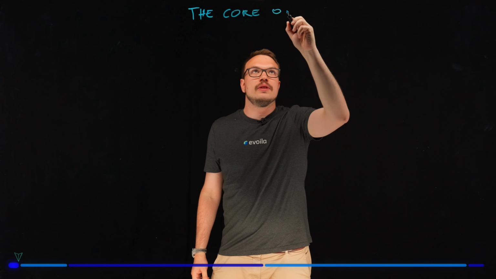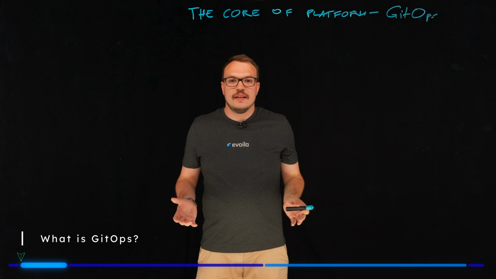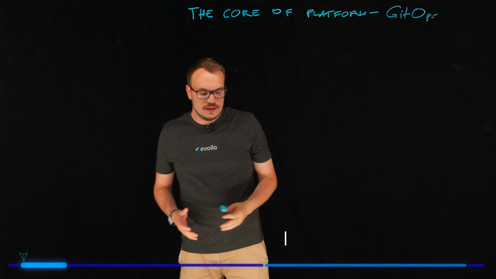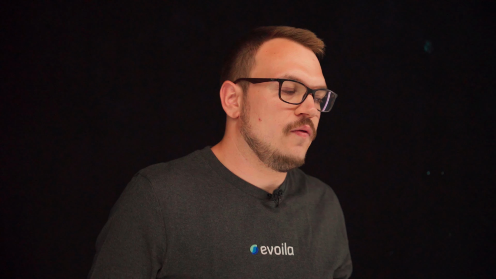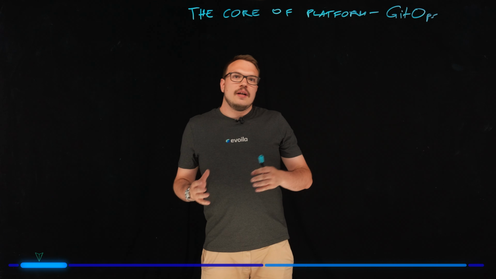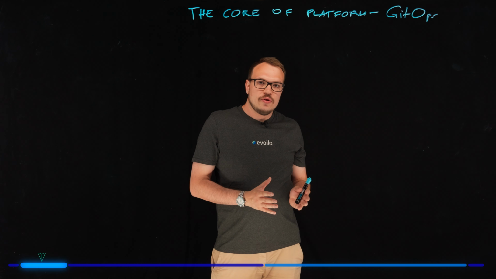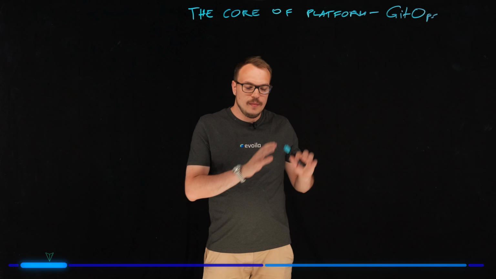We are talking about the core of platform engineering, which is GitOps today. So first of all, let's start with a little introduction about what GitOps is. GitOps is a technology where we have a single source of truth for all of our infrastructure in a Git repository. This means all of our configurations and deployments are kept in one Git repository, or also multiple Git repositories, but in one place. And we have a single place where all of the truth is kept.